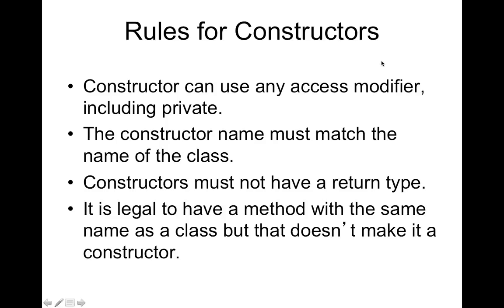Please stop me if something is not clear, or if you guys think it's not covered. I'm just going through the slide. Okay, rules for constructors. Constructors can use any access modifier, including private. Remember this. The constructor name must match the name of the class. Constructors must not have a return type. It is legal to have a method with the same name as a class, but that does not make it a constructor. Okay, this we are very clear.